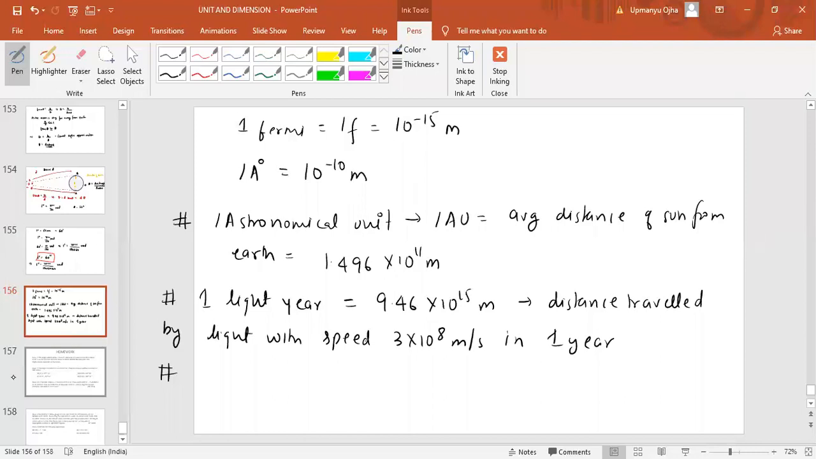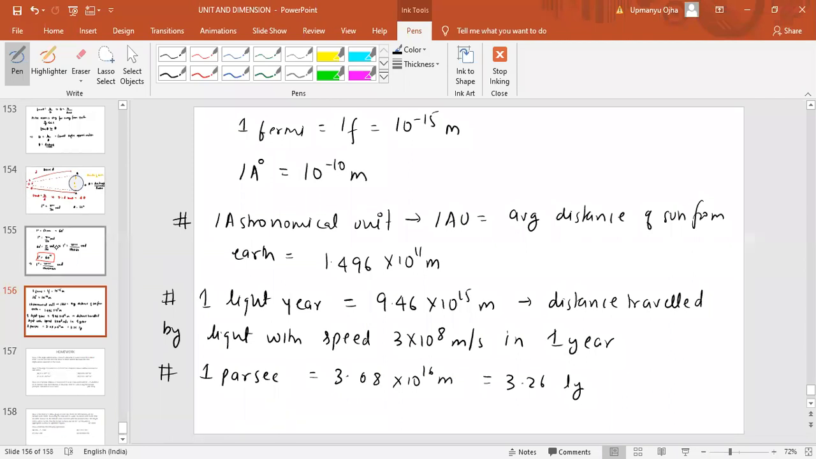And next is 1 parsec. What is 1 parsec? Its value is 3.08 into 10 to the power 16 meters. 1 parsec is equal to 3.26 light years. So these are the small points which were left in this chapter. Now your chapter is over. The chapter is over.